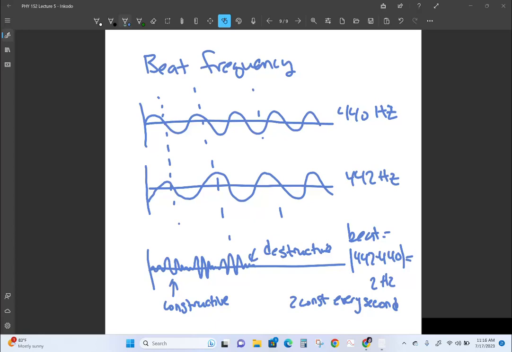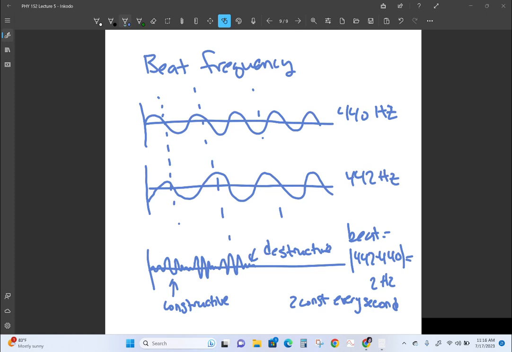This happens when you get two sounds that have very similar frequencies. So they may look the same, but they're just a little bit off. Maybe you have a 440 hertz and a 442 hertz. What happens is that you get areas of destructive interference and regular areas of constructive interference.